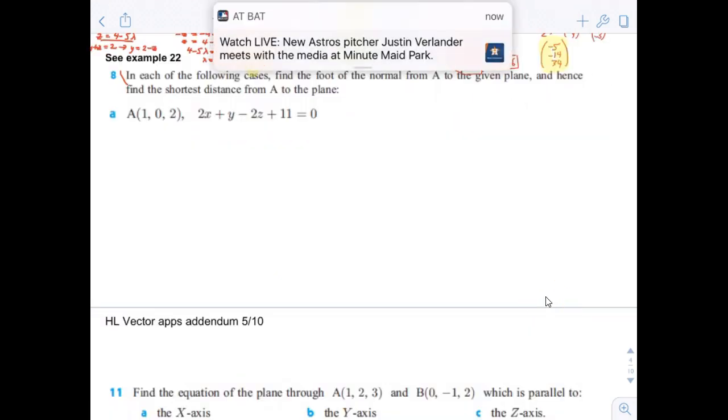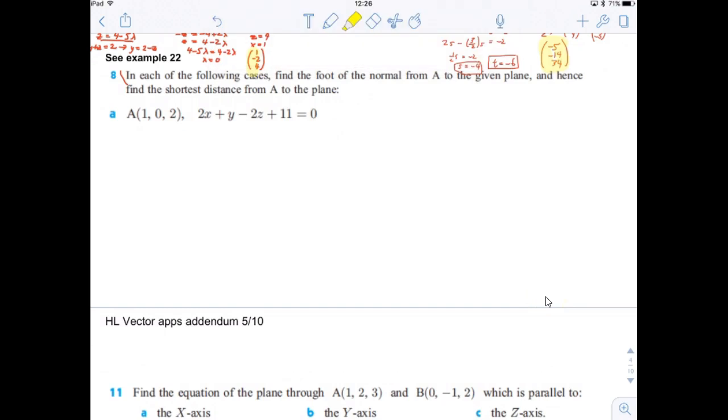Last problem on the page, number 8. Okay, in each of the following cases, find the foot of the normal from A to the given plane, and hence find the shortest distance from A to the plane. Okay.